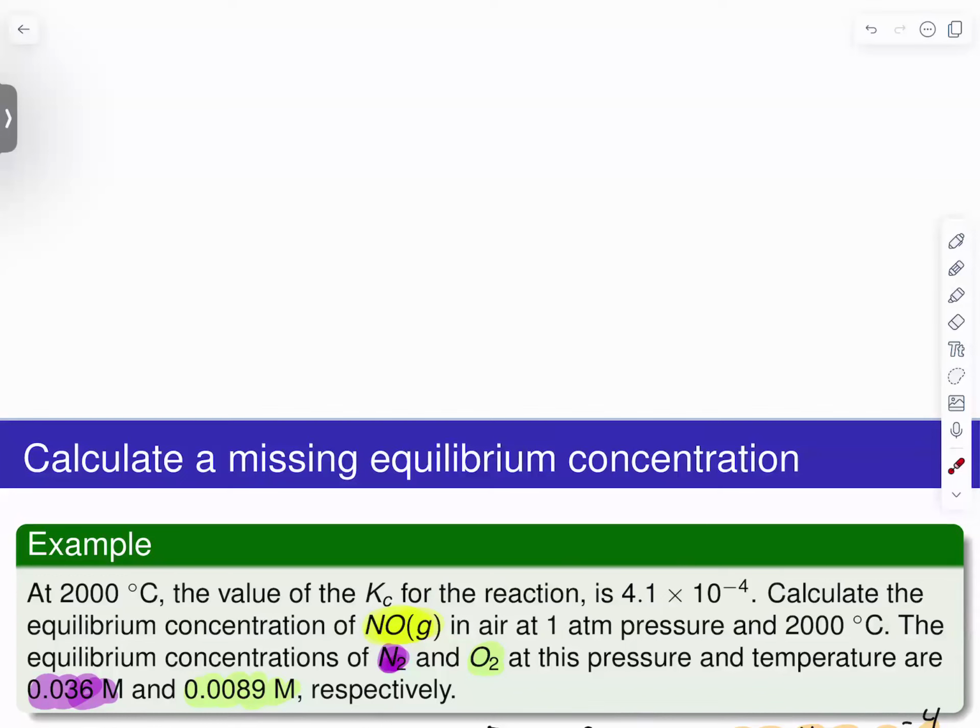So let's go ahead and look at another example here. So another example that has slightly different pieces of given information, missing information, however you want to look at it. In this example, we're told that a reaction is being carried out at 2000 degrees Celsius. The value for Kc for the reaction is this 4.1 times 10 to the minus 4. We want to calculate the equilibrium concentration of NO gas in the air at 1 atmosphere of pressure and 2000 degrees Celsius. The equilibrium concentrations of N2 and O2 at this pressure and temperature are given to us here.